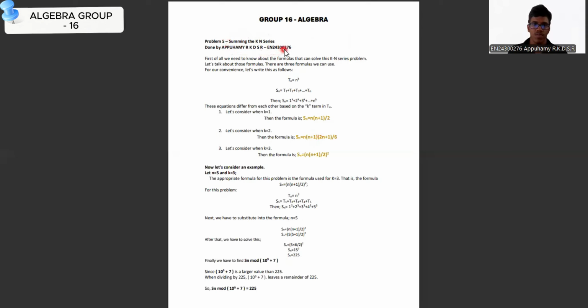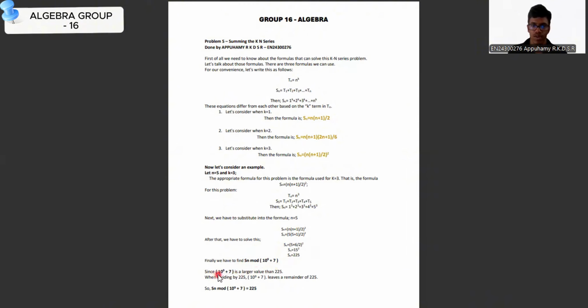For solving the K and series problem, we have to know about these three formulas. Now consider an example. Let n equal 5 and k equal 3. For this type of problem, we have to use this formula. Next, we substitute n equal 5 and k equal 3 into the formula. After all the calculations, we get Sn equal 225. Finally, we have to find Sn mod 10 to the power 9 plus 7.